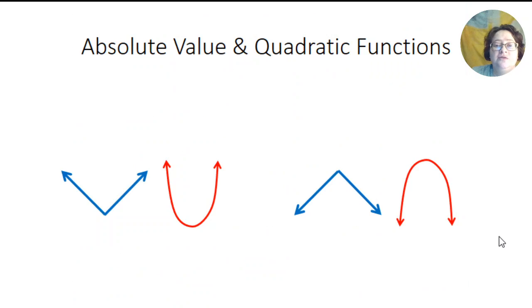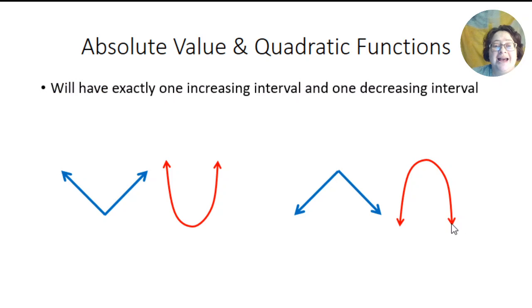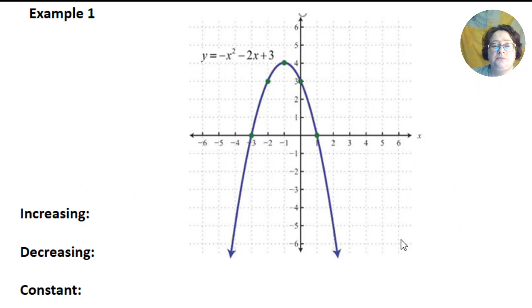For our absolute value and quadratic functions, these intervals are significantly simpler. We actually only have exactly one increasing interval and exactly one decreasing interval for each absolute value and quadratic function. We do not have a constant interval at all. So let's take a look at a couple of examples.